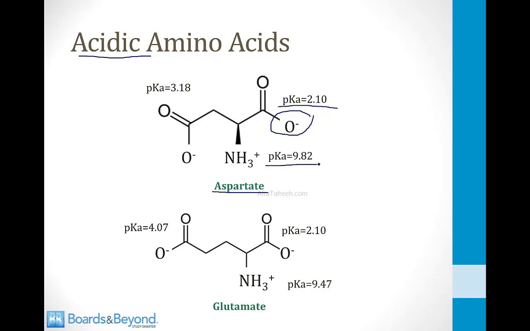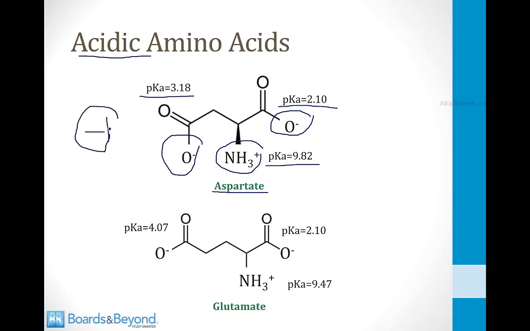We will be below the pKa of the amino group here, so we will be most likely to find this positively charged. And this negative charge and positive charge will cancel each other out. However, the side chain also has a carboxylic acid group with a low pKa of 3.18. At normal pH, we will be above this pKa, so we will be most likely to find this negatively charged. This means that overall, the molecule will have a -1 charge.